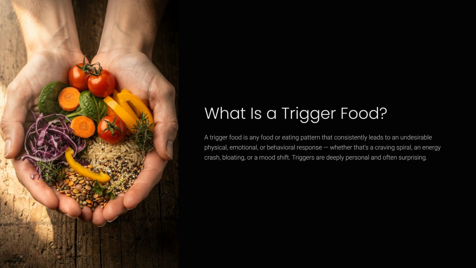A trigger food is any food or eating pattern that leads to an undesirable physical, emotional, or behavioral response. This could be a craving spiral, an energy crash, bloating, or a mood shift. Triggers are deeply personal and can often be surprising.